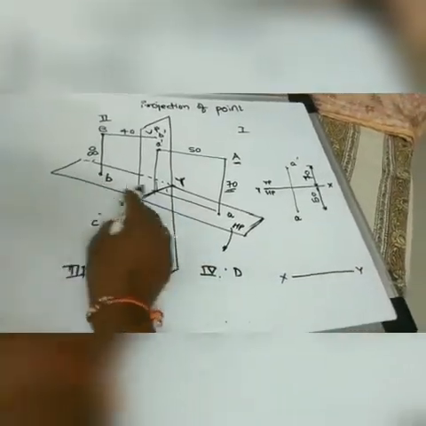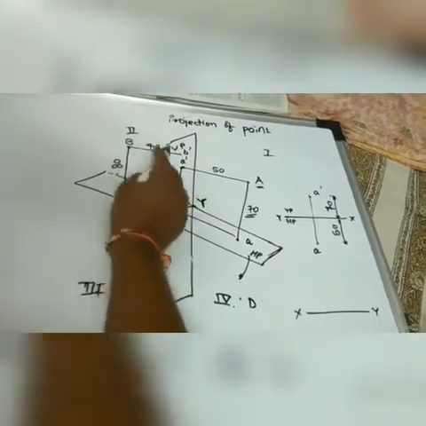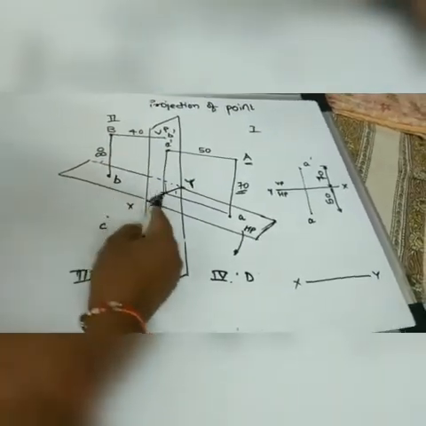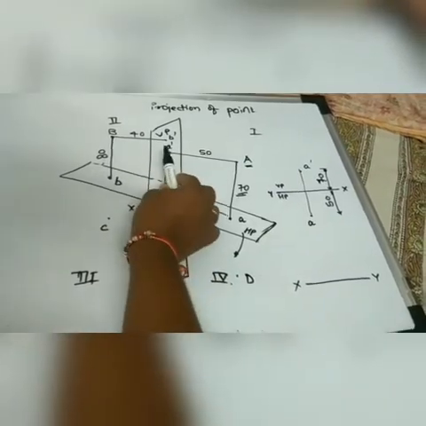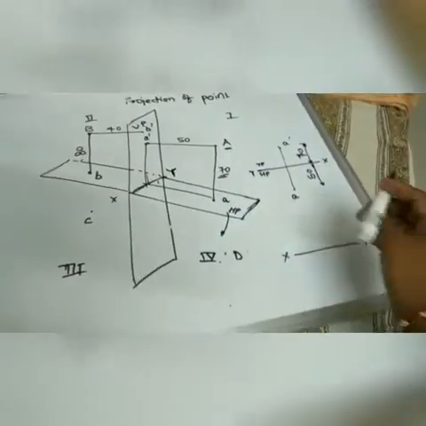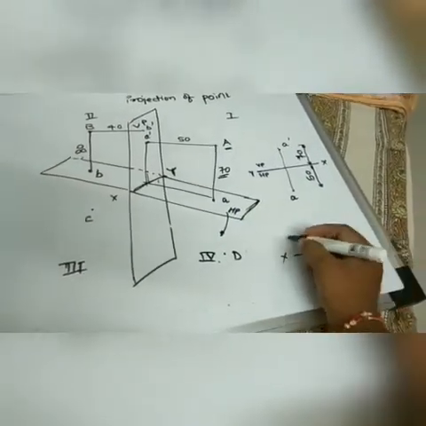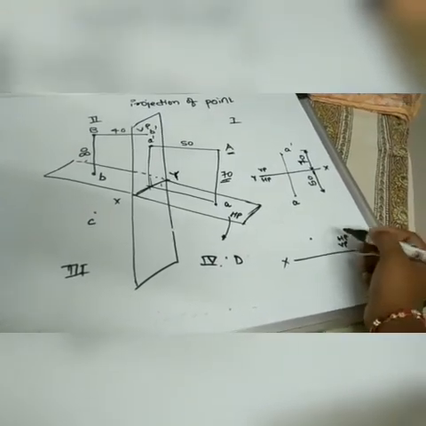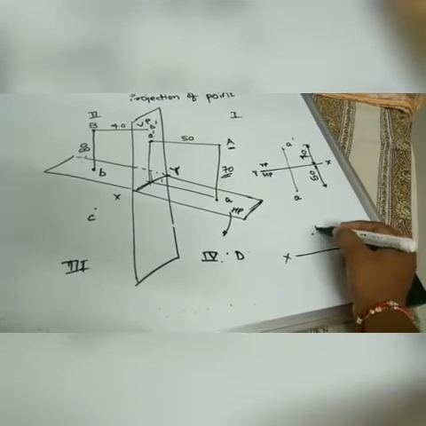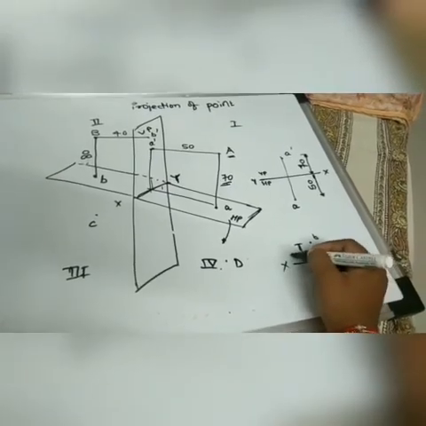Now because this is 40, this B is also going to be 40, this distance is also going to be 40, so this 40 is going to come up. I can plot both, VP and HP will be here because they are overlapping. So I plot point B at a distance of 40.